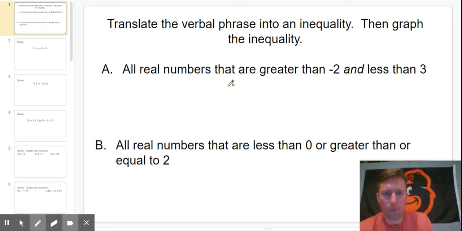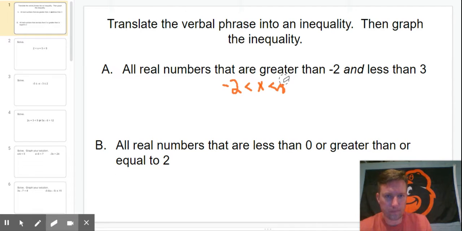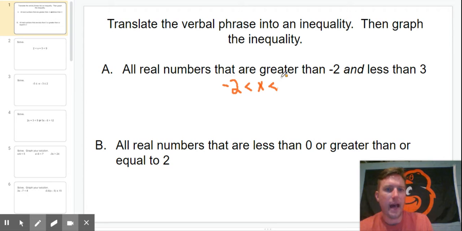If I were going to do this, I would write my inequality as -2 is less than x and less than 3. I said less than, I meant greater than. Let me start over. x is greater than -2, so that would be greater than, good. And less than 3, good. So this would be my inequality. Forgive me if I misspoke.